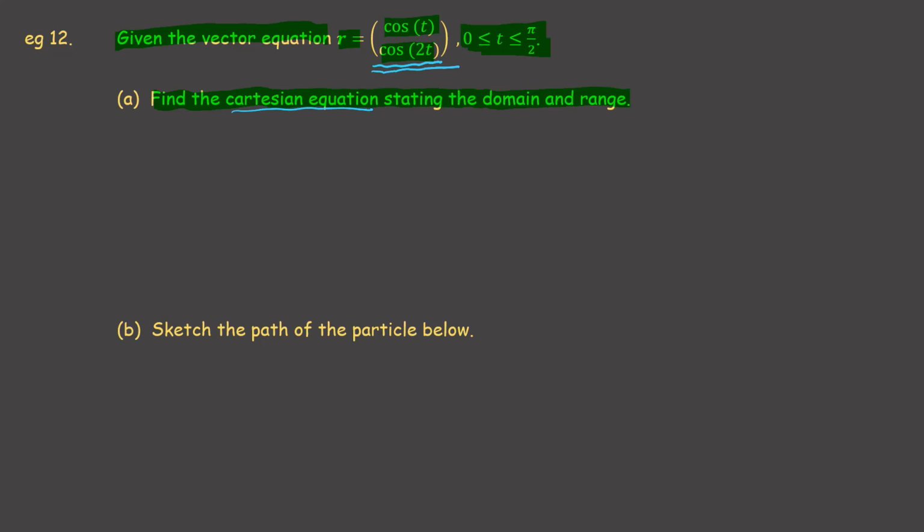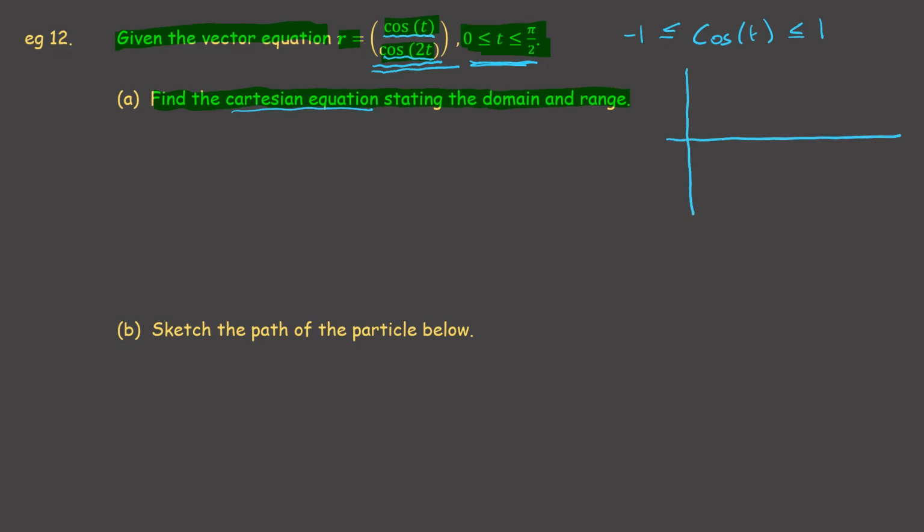We know that the cosine of t is between -1 and 1. And that means that the x values have to be between -1 and 1, and the y values also need to be between -1 and 1. But there's more restriction here than that, in that t has to be between 0 and pi by 2.